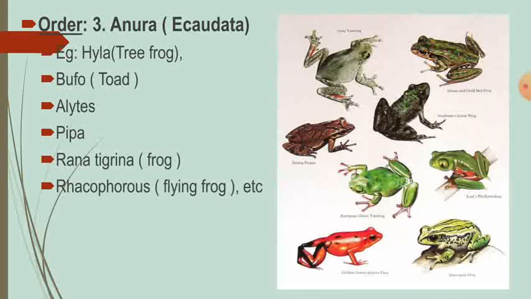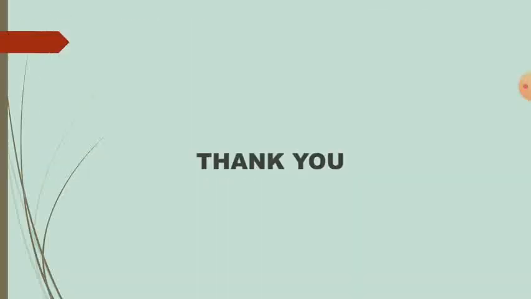So Apoda: absence of limbs. Example: Ichthyophis. Urodela: Uro means tail, so tailed amphibians. Anura: tailless amphibians. So these are the classifications of class Amphibia. Thank you.